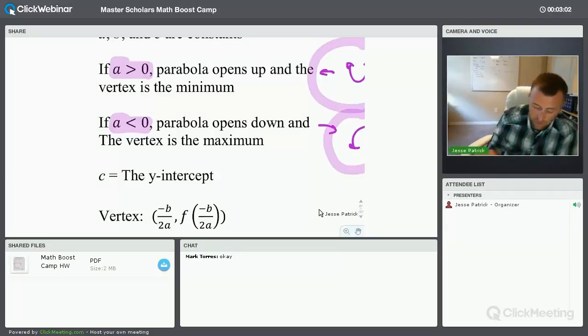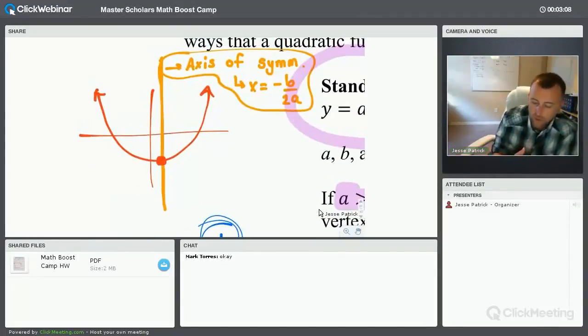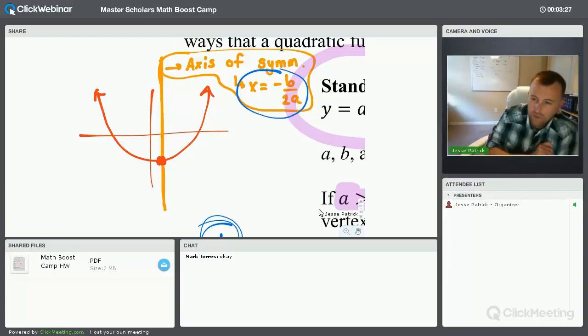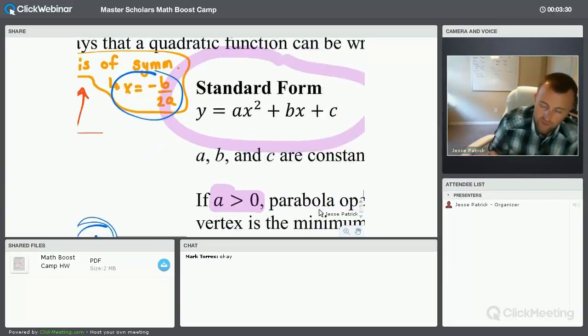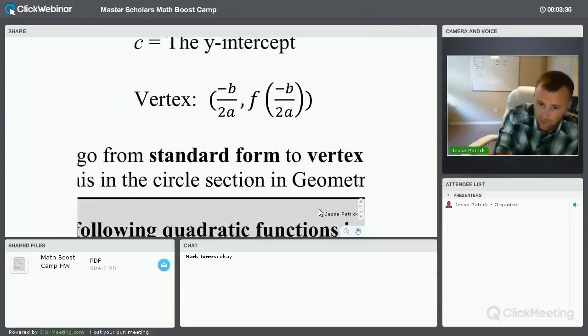The vertex, however, with standard form, kind of reminds me of last time, when I was talking about how you find the axis of symmetry on a parabola. The axis of symmetry, if you're looking at this line right here, goes through the vertex. So if you know how to find the axis of symmetry, you can use that information to find the vertex. The axis of symmetry was x equals negative b over 2a if you have a standard form equation. So the x value of the vertex is negative b over 2a, which is the same equation you use to find the axis of symmetry.